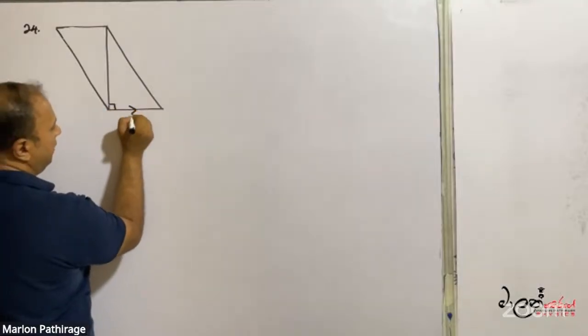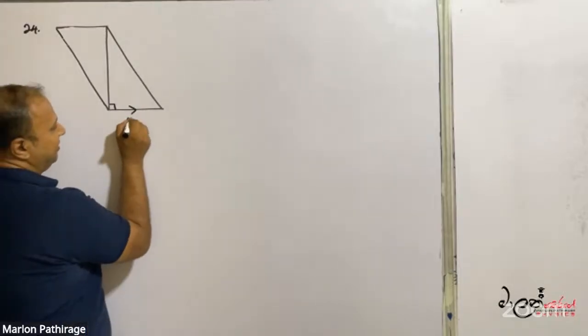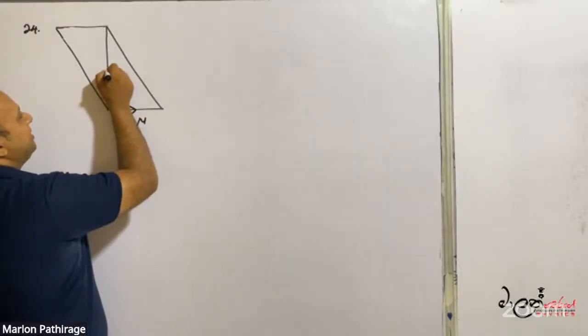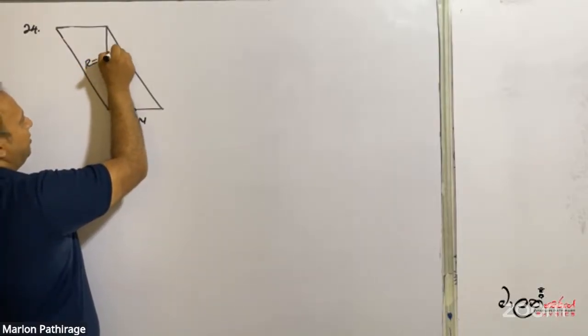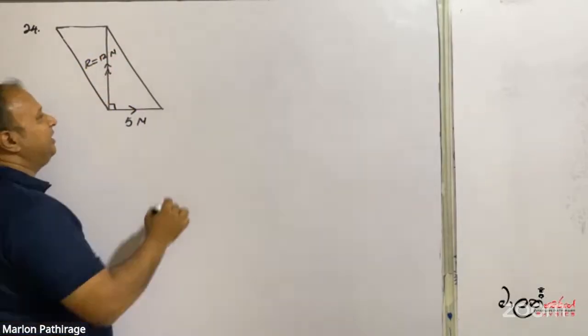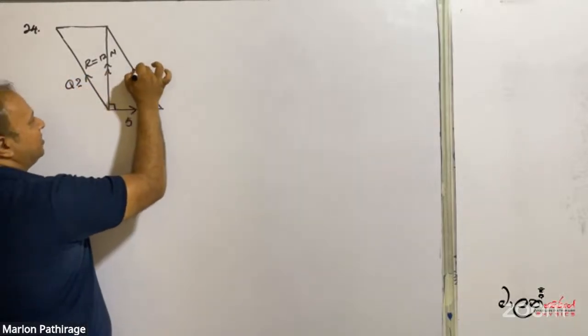Now, a smaller force is given, that is 5 Newton. This is 5 Newton, and this is the resultant force. Therefore, the resultant force is 12 Newton. That is also given. You need to determine the other force.